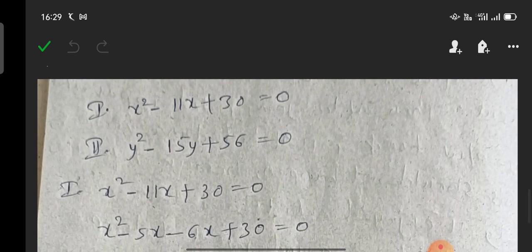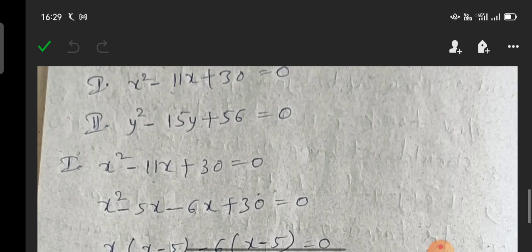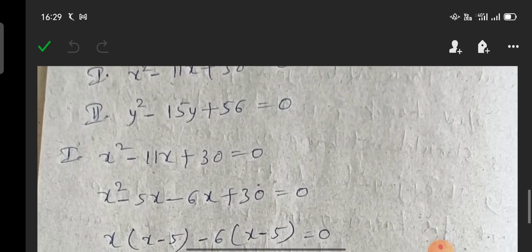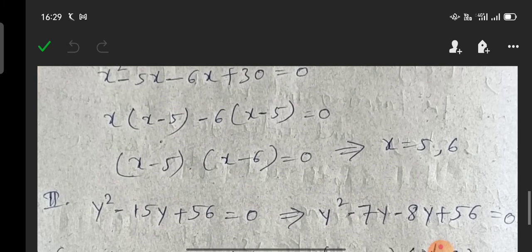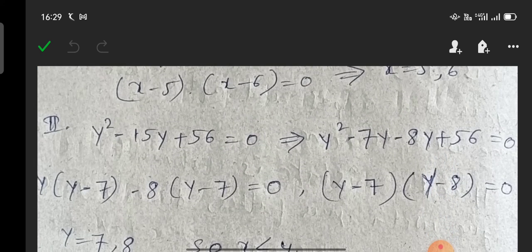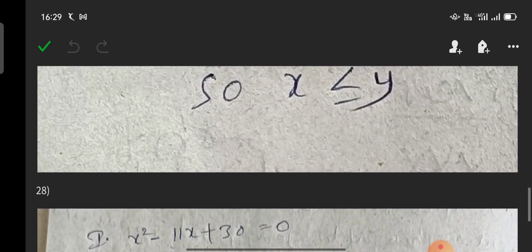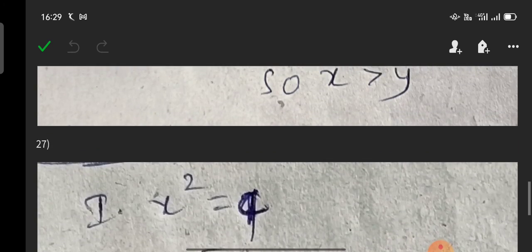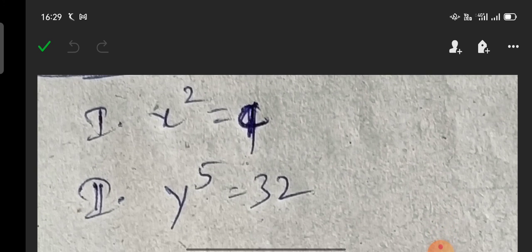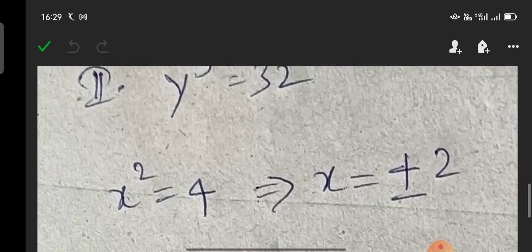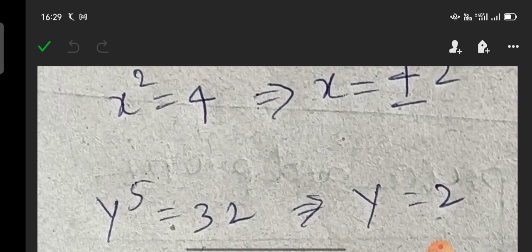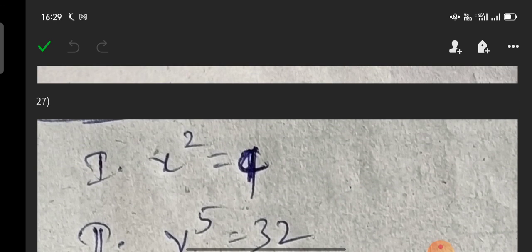28th question: x square minus 11x plus 30, y square minus 15y plus 56, 5x minus 6x plus 30. So here also x is less than y. So coming to the 27th question, this is a very short question, actually no need of high calculation. x square equals 4, y power 5 equals 32. So x equals plus or minus 2. When y power 5 equals 32, then y equals 2. 2 power 5 means 32, no?